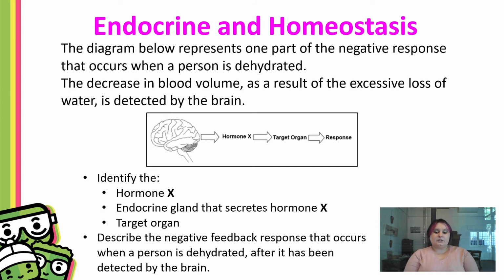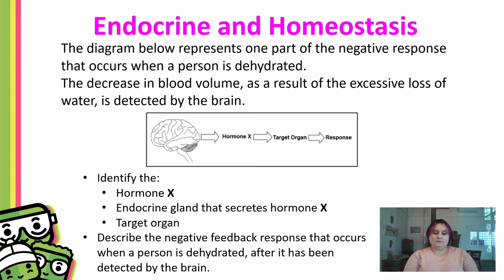All right, so we need to know some important information. First, we need to know what is the hormone. So what is the chemical messenger that is involved in this process? So we were told it's to do with dehydration. And so if we are looking at the amount of water in our body, in our blood, we are going to be dealing with the hormone called ADH, which is short for antidiuretic hormone.